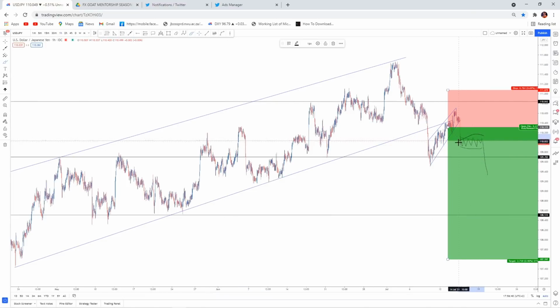Remember I said I'm waiting for such a correction over here. It's going to impulse down again, give us another correction, another chance to enter up here. We enter again. It's going to go down again, give us a chance to enter. We enter again, and then we go down.